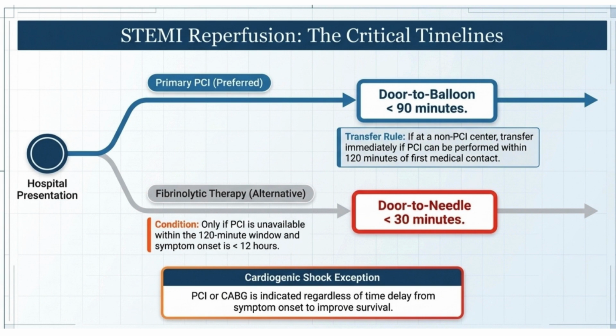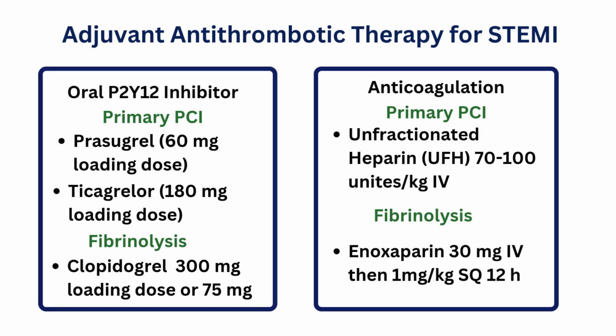If a primary PCI cannot be achieved within 2 hours of first medical contact, you must immediately pivot to chemical thrombolysis using fibrin-specific agents like tenecteplase, alteplase, or reteplase. The quality metric here is a door-to-needle time of equal or less than 30 minutes. To keep that vessel open during or after reperfusion, you must initiate dual antiplatelet therapy, or DAPT, and systemic anticoagulation immediately.